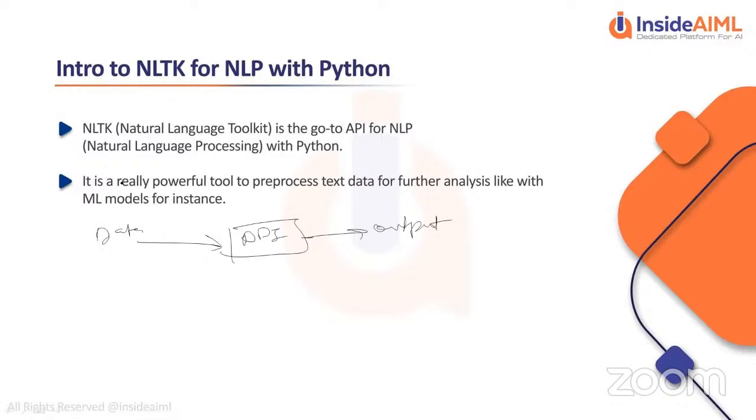We need to do it like this. We need to pass this text to the NLP process, and we will get the output as structured data. And then we are going to feed this structured data to the ML model. This is how we are going to do it.